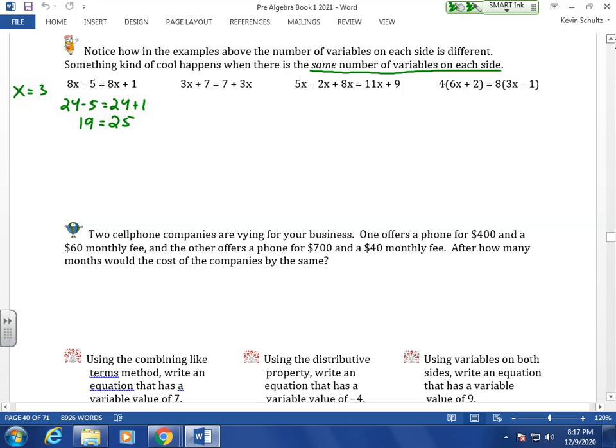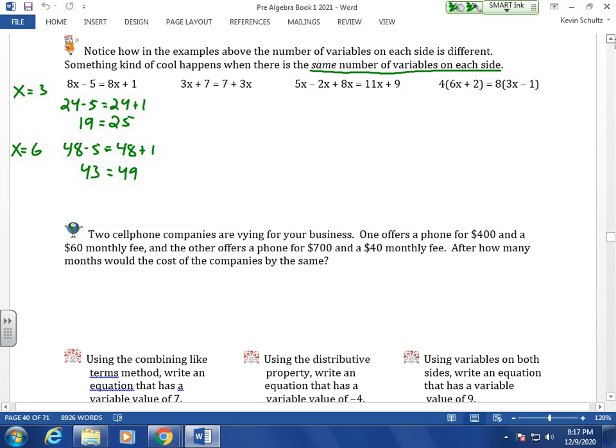Let's test something else. Let's test x equals 6. 8 times 6 is 48 minus 5. And on the right side, 8 times 6 is 48 again, plus 1. 48 minus 5 is 43. 48 plus 1 is 49. Well, that's not true either. So x can't be 6.